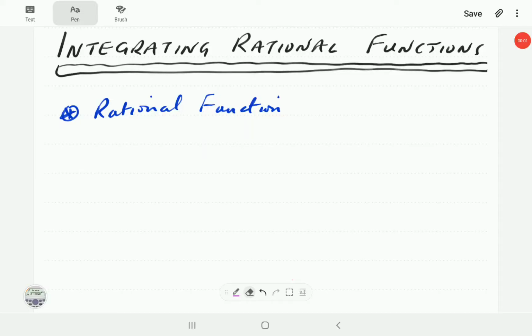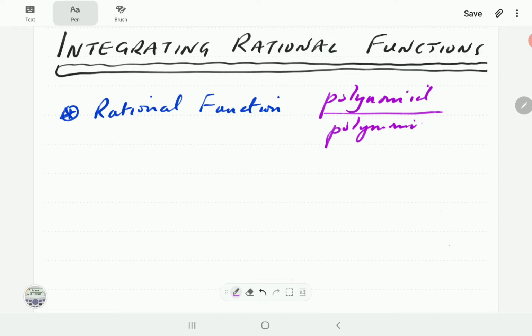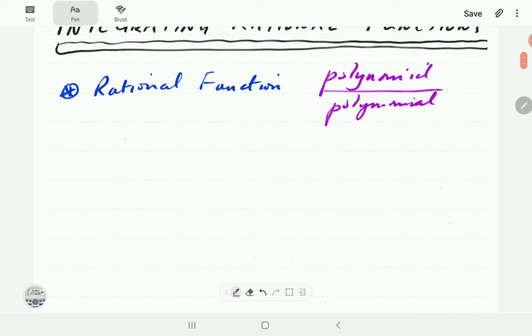This video is the first in a series where we're going to develop techniques of integrating rational functions. So first, what is a rational function? Well, a rational function is a quotient of polynomials. So if you've got one polynomial divided by another polynomial, then you have got a rational function.